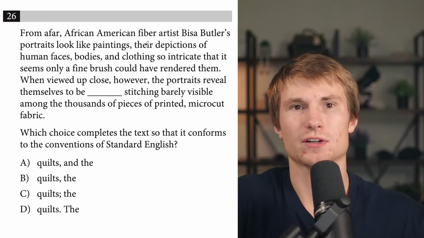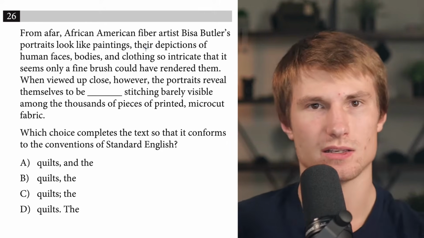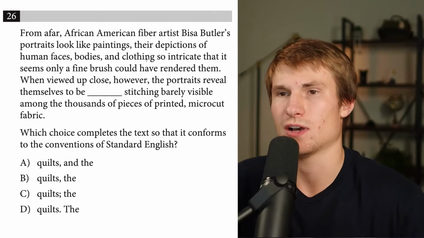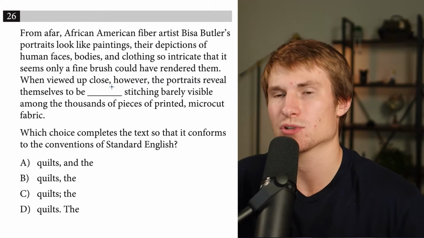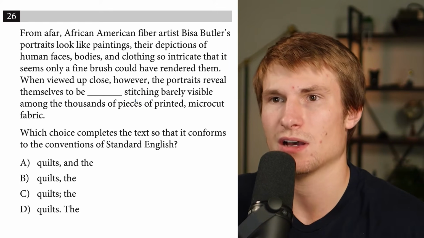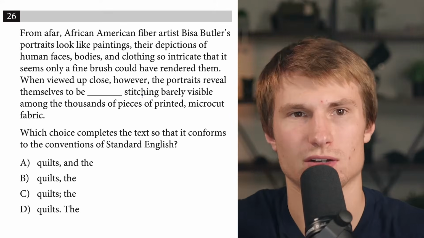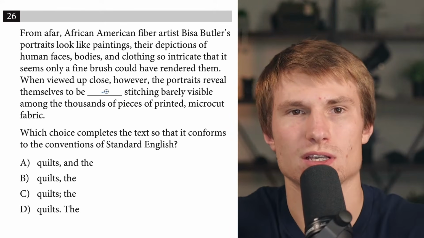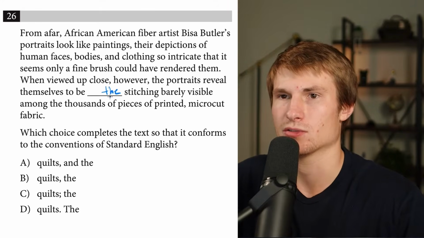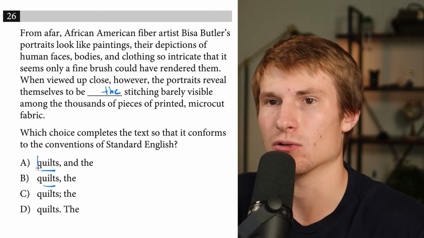From afar, African-American fiber artist Bisa Butler's portraits look like paintings. They're depictions of human faces, bodies, and clothing so intricate that it seems only a fine brush could have rendered them. When viewed up close, however, the portraits reveal themselves to be quilts. Okay, so that's an independent clause. Then we have the stitching barely visible among the thousands of pieces of printed microcut fabric. All right, well, the stitching is referring back to the quilts. Okay, so this is a supplementary noun phrase because we're referring back to the noun of quilts.